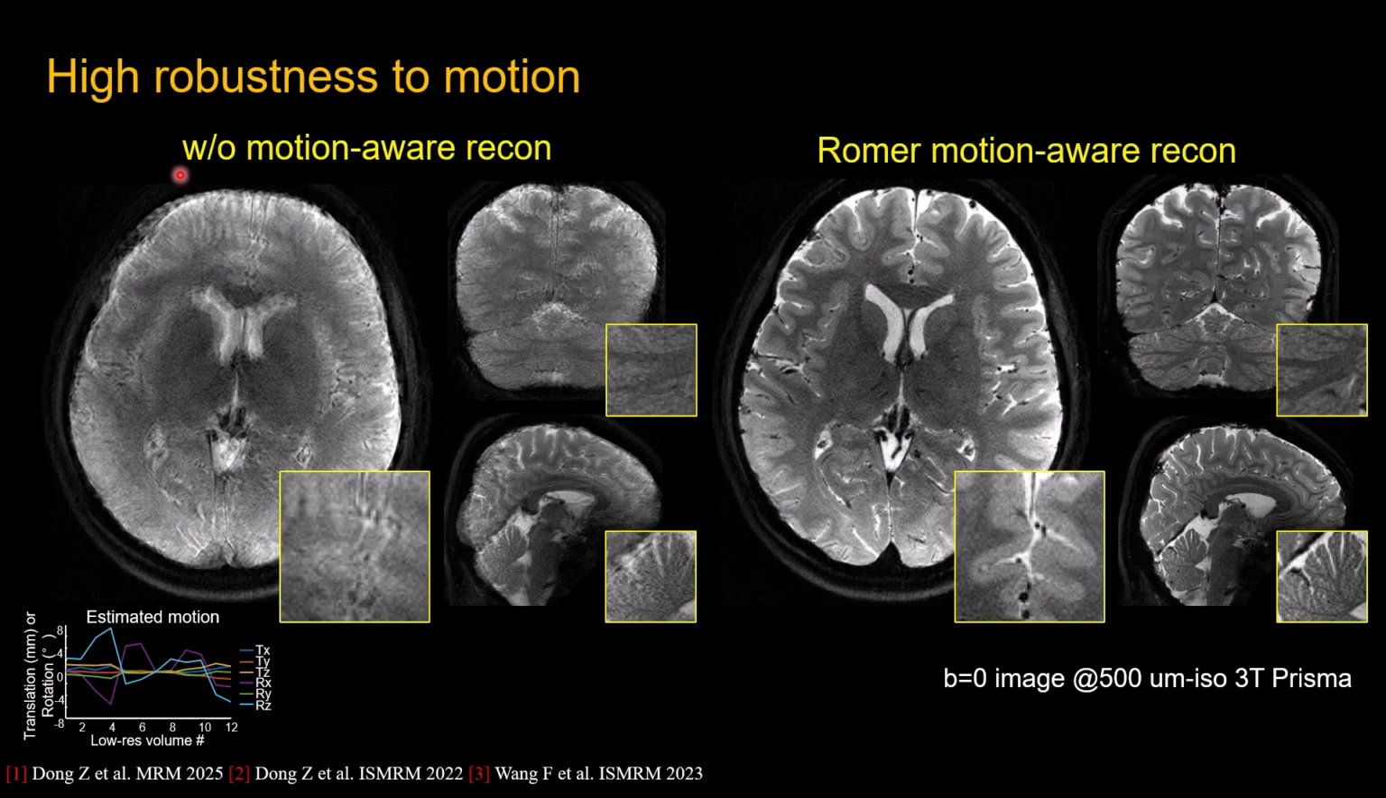One critical challenge Romer is able to address in the design of the acquisition is motion and its related artifacts. So here shows a motion experiment where the subject moves the head at a large level, and Romer still preserves sharp image resolution with high data quality, showing its high robustness to motion, which is very important for clinical translation and study in disease populations.